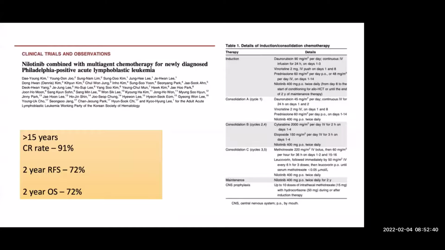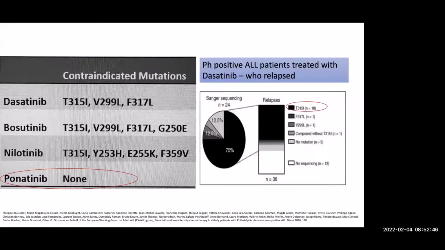And they found that the CR rates were 90%, and the OS had improved to up to 70%. As I had mentioned before, one of the major hindrances in therapy is the development of mutations, and with the use of first generation and second generation TKI, patients invariably end up developing mutations.